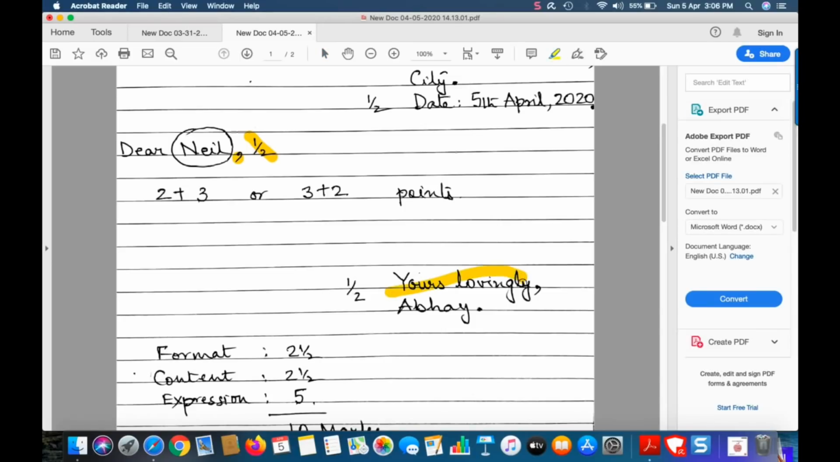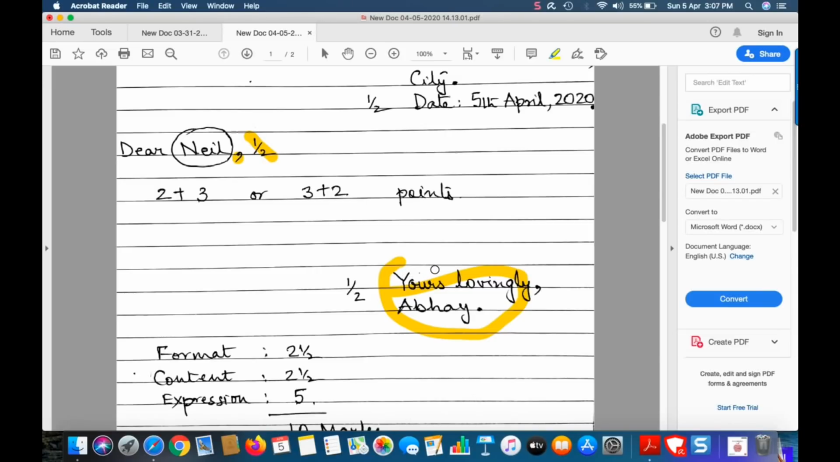This is the subscription. Now this again carries half mark. Now few things you need to note. Yours lovingly. Now note the way Y is written. You have to write Y in this way in your subscription.